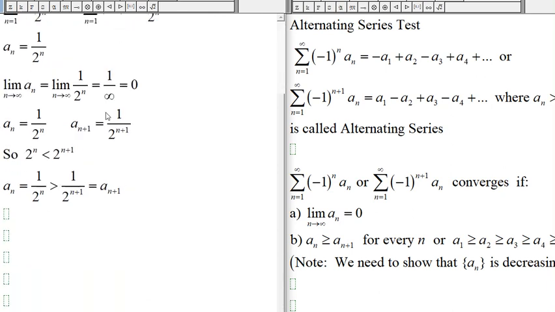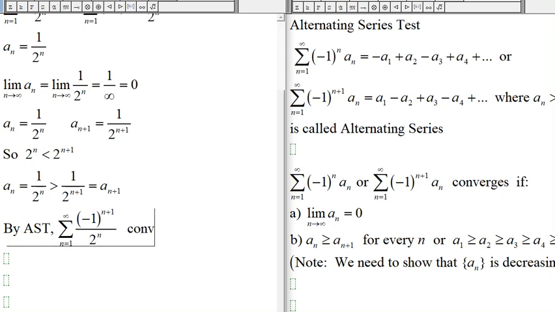So this series right here, by the alternating series test, the series converges.